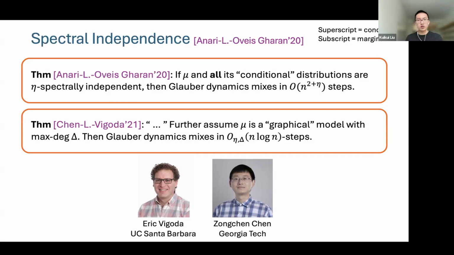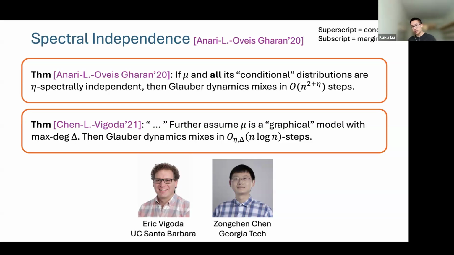With Eric and Zongchen, what we managed to show is that if the distribution mu satisfies an additional structural assumption, namely that it is sort of a quote-unquote graphical model, okay? This is an assumption that is satisfied, for instance, by proper colorings. Then spectral independence not only implies polynomial time mixing, but actually implies n log n time mixing, which is optimal.